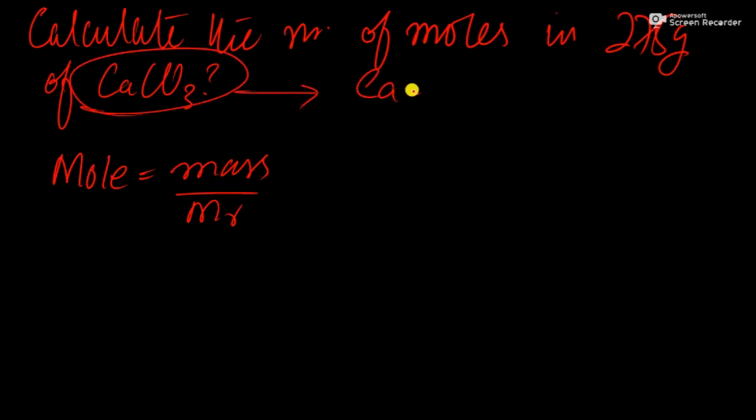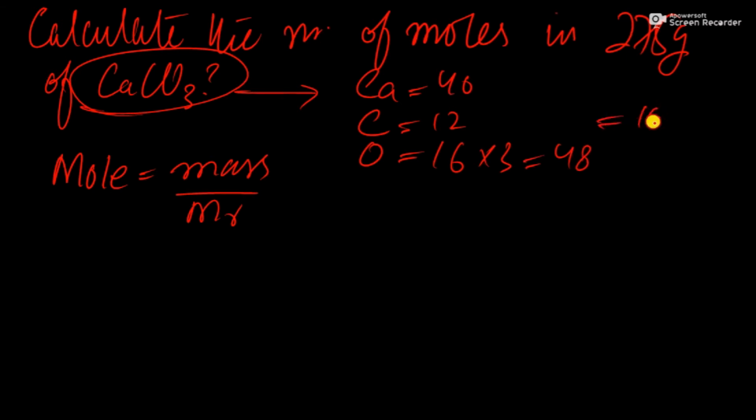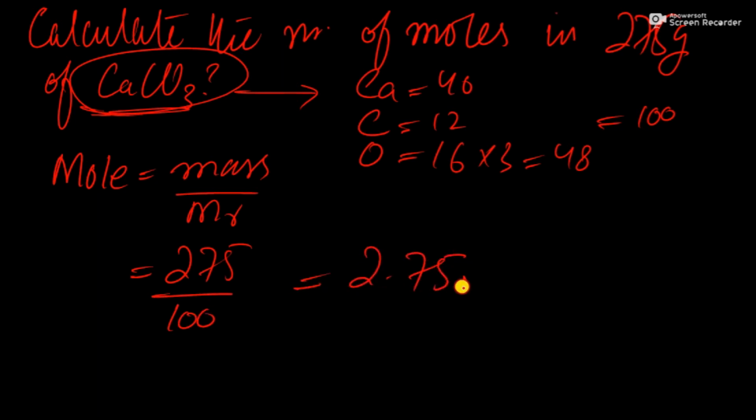It is calcium, which is 40, carbon, which is 12, and oxygen, which is 16. So it is 40 plus 12 plus 16 times 3, which is 48, so it gives us 100. The 1 mole mass of calcium carbonate is 100, and the given mass in the question is 275, so we divide it by 100 and we get 2.75 moles of calcium carbonate. That is how we can calculate the number of moles.